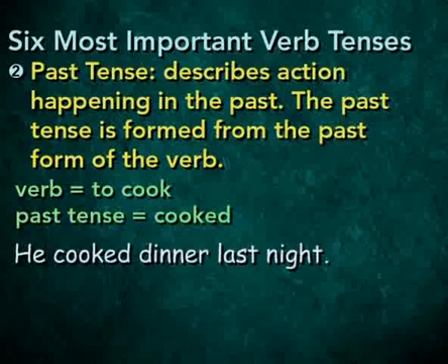He cooked dinner last night. We're describing now something that happened in the past, not now, but at a time sometime before now, namely last night. So we would use the past form of the verb ending in ed.